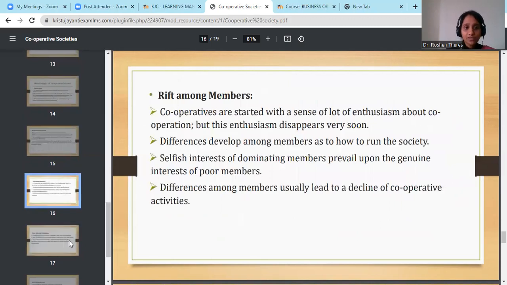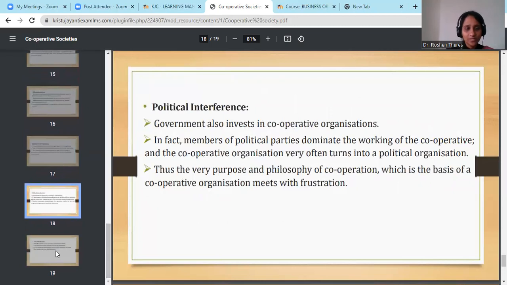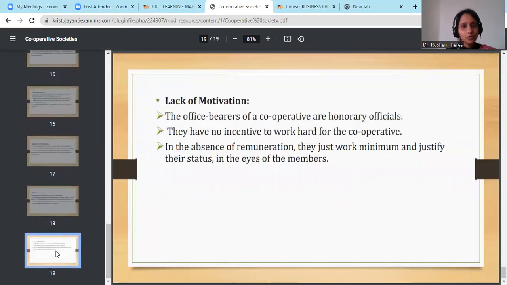There may be chances of friction among the members. They may start with a lot of enthusiasm in the beginning. Later, there may be discrepancies in the decisions or in the thoughts, so it may lead to a rift among the members. Political interference: there are more chances of political interference in cooperative societies, and lack of motivation. The office bearers of the cooperative societies are honorary officials, so they may not get much incentive to work hard for the cooperative.